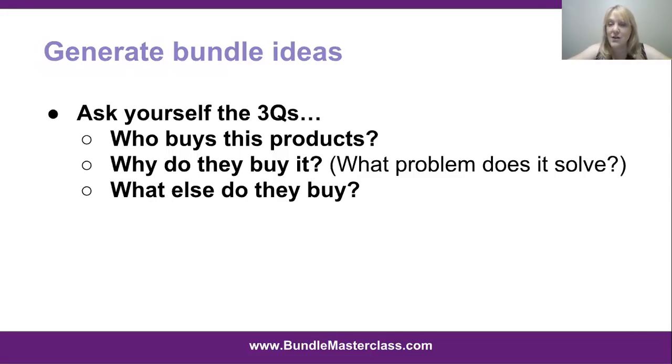Now this is where I talk about customer-centric research. So we use these catalog products to find ideas, but then we go back to understanding our customer. And this is how I teach bundling, is to understand your customer really well. So when you put together a bundle, you increase your chances of it selling organically. So you want to ask yourself what I call the 3 Qs, and that means questions. Who buys this product? Why do they buy it? Which will help you understand what problem they're trying to solve by buying that product. And then what else do they buy?